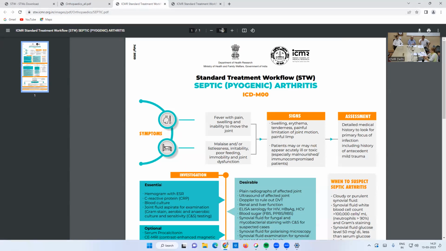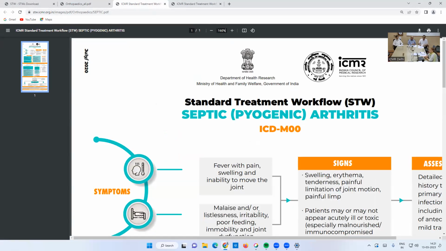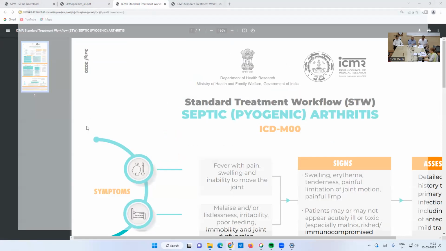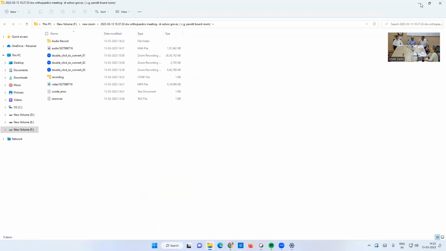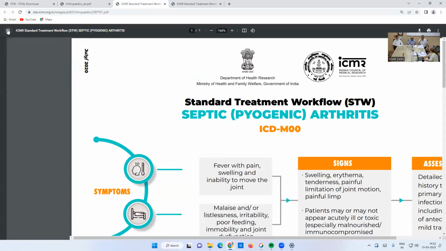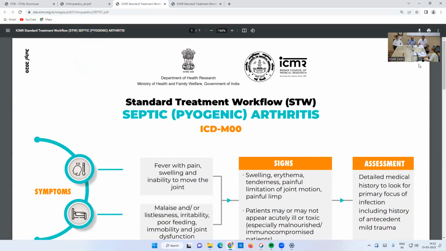Coming back, this is one standard treatment workflow which is on the screen. You all can see it is on septic arthritis. This is a condition which is, I think, very common and which requires physicians to know all about it. So we have Dr. Vijay Jain with us to tell us what the contents are and what things you can go through.